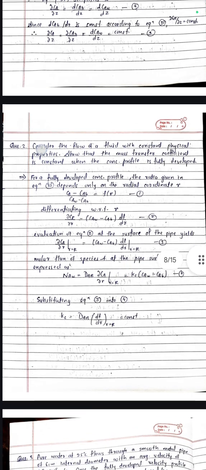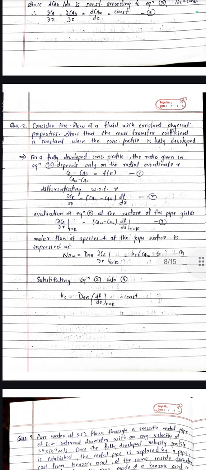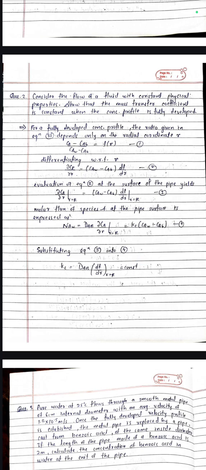Next question. Consider the flow of a fluid with constant physical properties. Show that the mass transfer coefficient is constant when the concentration profile is fully developed. For a fully developed concentration profile, the ratio given in equation 35 depends only on the radial coordinate r. (CA minus CAB) by (CAW minus CAB) is a function of r. Differentiating this equation with respect to r, we get del CA by del r is equal to (CAW minus CAB) into dF by dr.